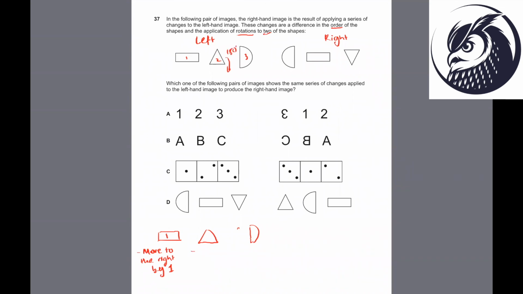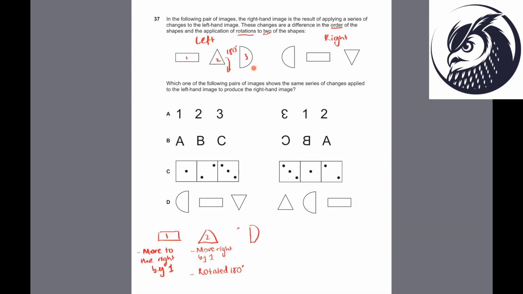So it's also move right by 1. And we also know that the second image is rotated 180 degrees. It can be clockwise or anti-clockwise. It doesn't really matter for this question. Then we have shape number 3, which is the semicircle in position number 3. So now let's see what changes it undergoes when it goes towards the right.